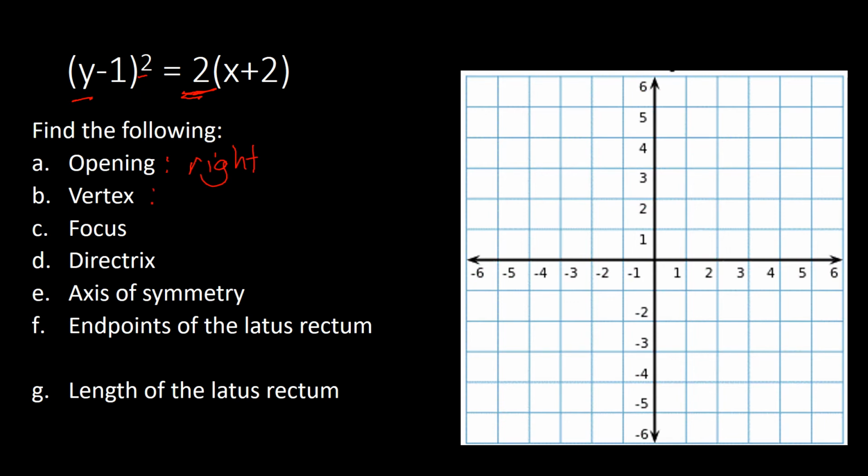Next one, we go for the vertex. Now, if you are going to look back on our equation, we have that one as (y - k) squared equal to 4a times (x - h). So this is our equation of that particular parabola.